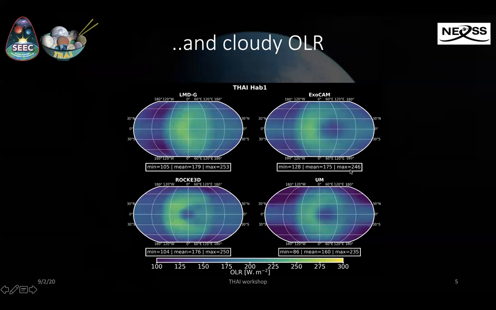We can now look at the cloudy sky as well. Of course, when you have clouds formed at the substellar point because of the massive convection, and the planet is tidally locked, you have clouds blocking a lot of the infrared radiation emitted by the surface, and so that contributes to reducing the OLR.